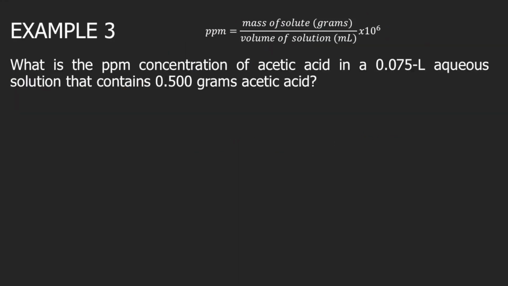Example 3, what is the ppm concentration of acetic acid in a 0.075 liter aqueous solution that contains 0.500 grams of acetic acid? Acetic acid is our solute and our solvent is water. When you encounter this word aqueous, this means the solvent is water.